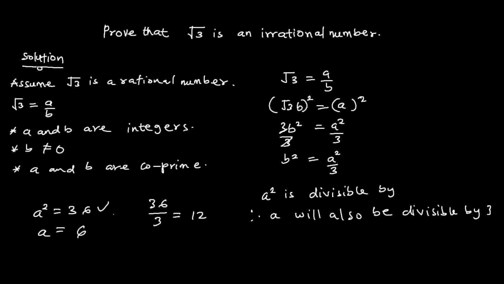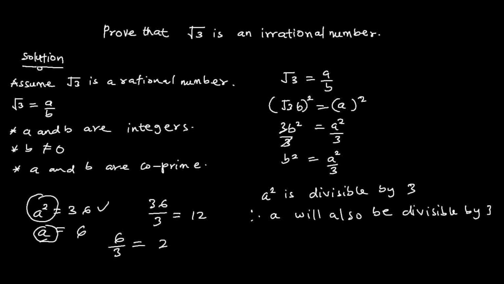So let's see if a is divisible by 3. So I have 6 divided by 3, and that gives me 2. So therefore 6 is also divisible by 3. So you see that a squared was divisible by 3, and then because of that, a was also divisible by 3. So what you have here is true. So if a squared is divisible by 3, then a will also be divisible by 3. Okay, so now let's continue.